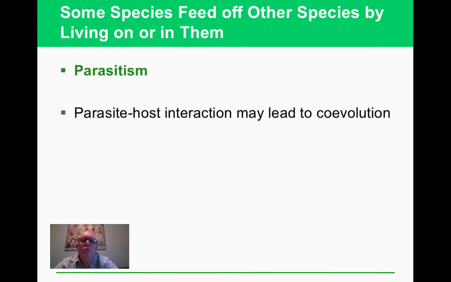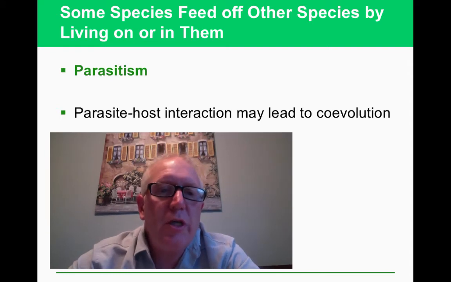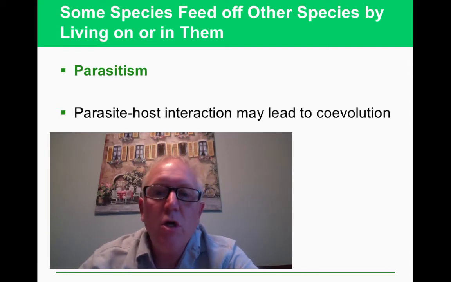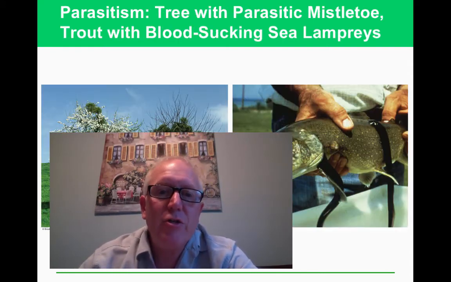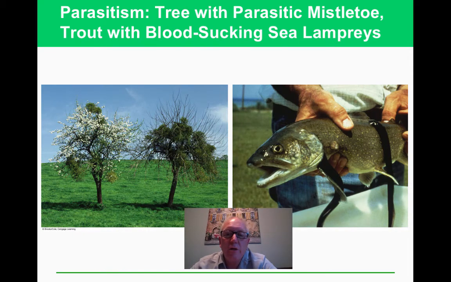Okay, so we talked about another way that species can interact, and that's parasitism. So again, the parasite attaches itself to the host or lives inside of the host and slowly destroys it. So here's mistletoe, which is a parasite that destroys trees. The ash borer is another parasite that destroys trees. That's a big deal right now.